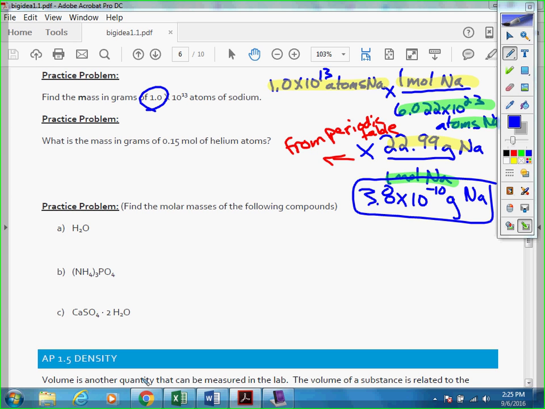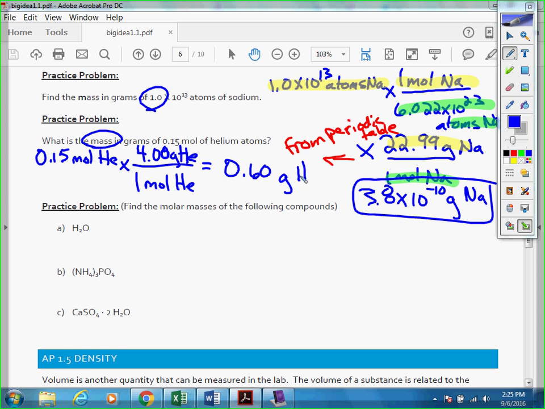Alright, next. What is the mass in grams of 0.15? What would I do for my next part here? Fernando. You multiply by 6.022. I only need the mass. I don't need atoms. I don't need anything else. Oh, then you multiply by the mass. Which is? 4. There you go. 4.00 gram helium. And that's all you need to do. 0.60 grams helium. Glad we did this problem because you might think you needed to use Avogadro's number.